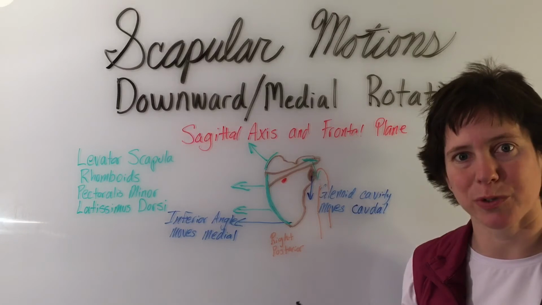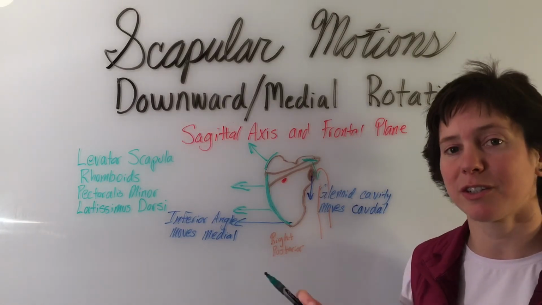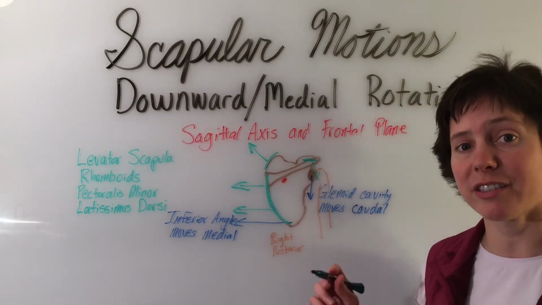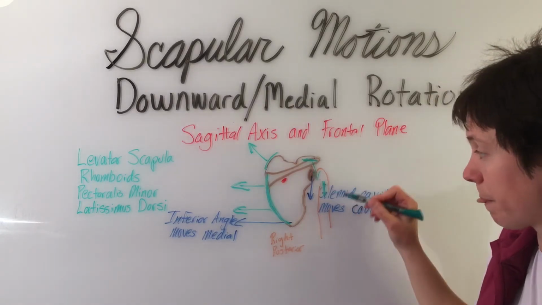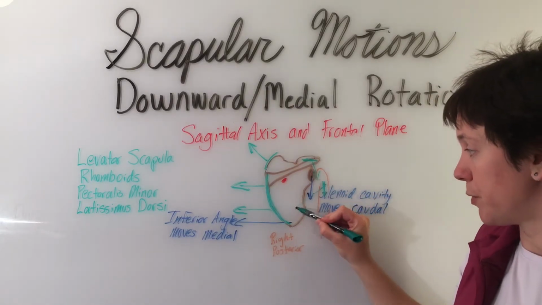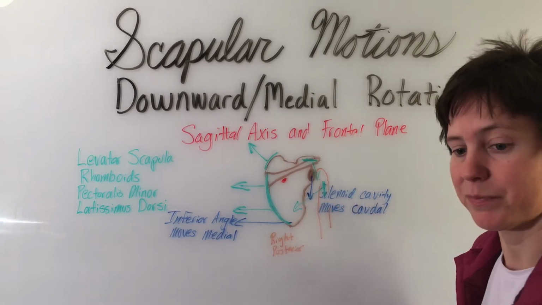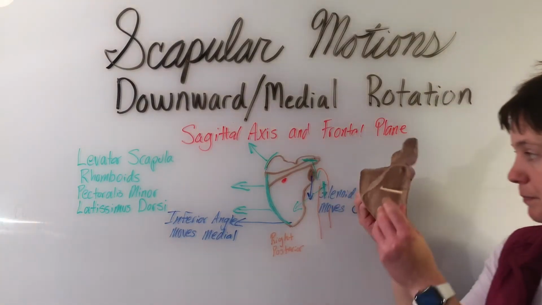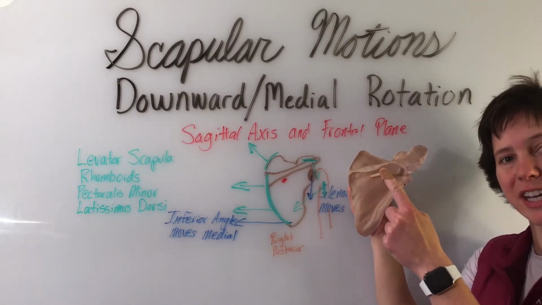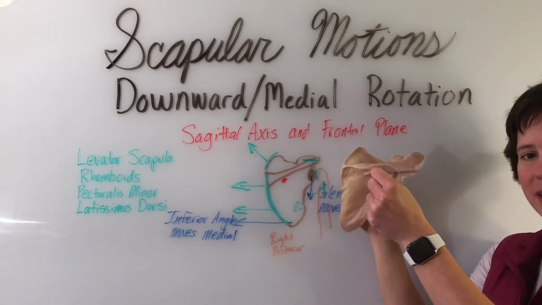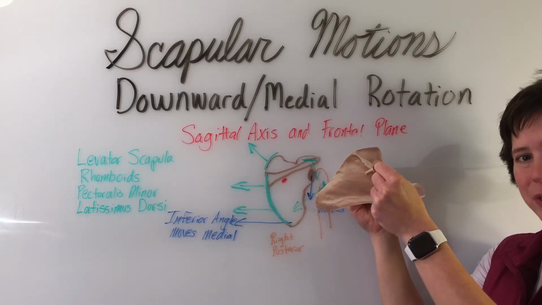The latissimus dorsi attaches to the intertubercular sulcus on the anterior side of the humerus, which is poorly drawn here, and will help pull in that direction. So all of these muscles will help the scapula rotate along the sagittal axis to complete downward or medial rotation.